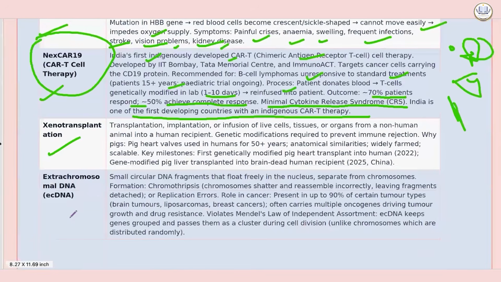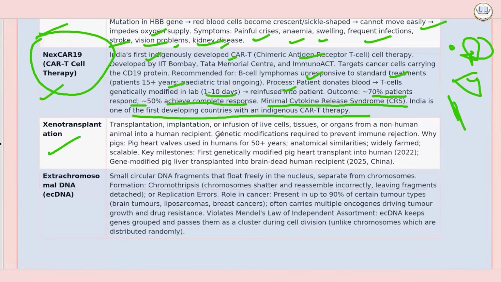Then we have xenotransplantation. So transplantation, implantation or infusion of live cells, tissues or organs from a non-human animal into a human recipient. Genetic modification is required to prevent immune rejection. Now why pigs? Pig heart valves have been used in humans for 50 plus years. Anatomical similarities are there, widely farmed, scalable. The key milestone: the first genetically modified pig heart transplant into a human happened in 2022. A gene-modified pig liver was transplanted into a brain-dead human recipient in 2025 in China.